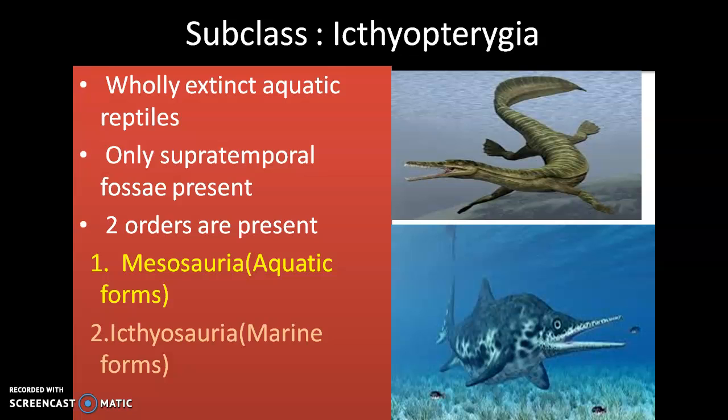Then subclass Ichthyopterygia. These are wholly extinct aquatic reptiles. All these reptiles are generally found in an aquatic habitat. About the skull, only supratemporal fossae are present. In this subclass also there are two different orders. They are the mesosaurians, which are aquatic forms, and the ichthyosaurians. Ichthyosaurians are marine forms, or seawater forms.